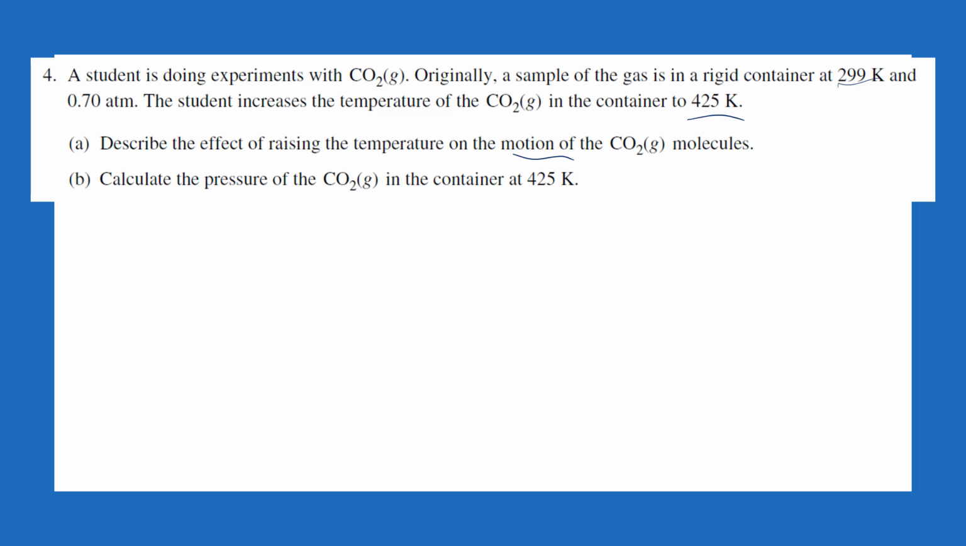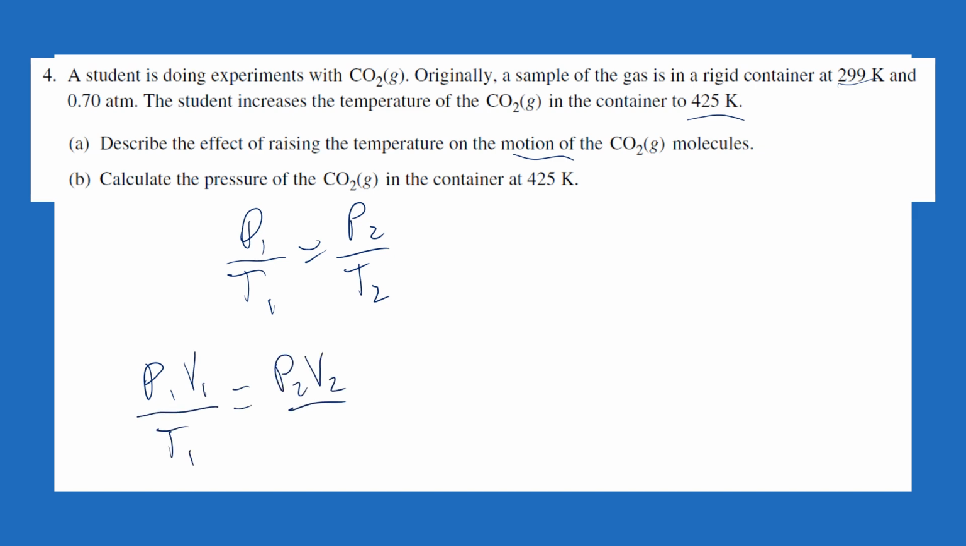So then we need to calculate the pressure at 425. This is an application of the ideal gas law. So you could use PV equals nRT, but I think it's easier if you use P1 over T1 equals P2 over T2. It's not on the formula sheet, but you might want to remember it because it makes it a lot easier than trying to do the ideal gas law twice. This is the combined gas law, but we have a rigid container, so our volume is staying the same. So that's where I got the P1 over T1 equals P2 over T2.